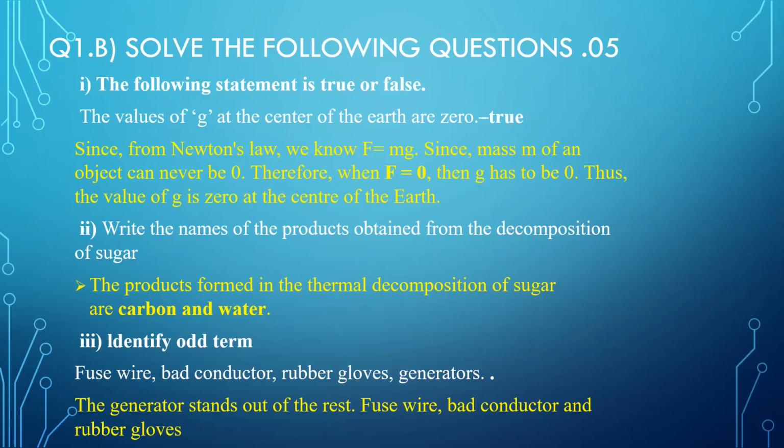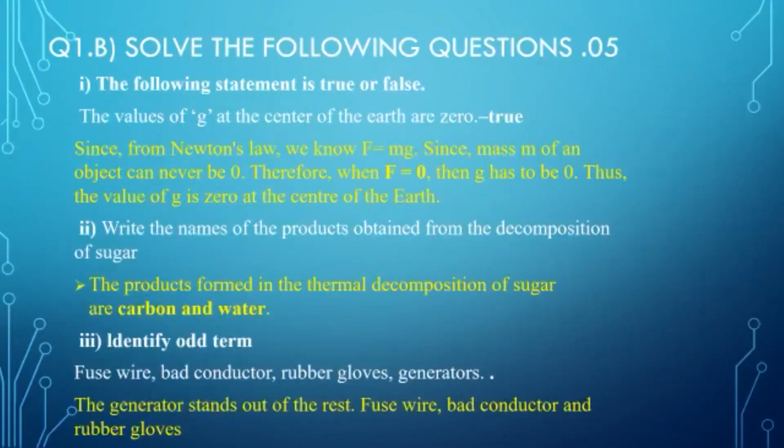Second question, write the name of the product obtained from the decomposition of sugar. Now see, when we do a thermal decomposition of sugar, students, which products do we obtain? The products formed in the thermal decomposition of sugar are carbon and water. Whenever we do the thermal decomposition of sugar, we obtain carbon and water.